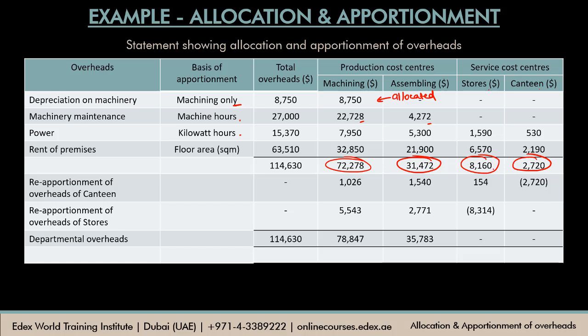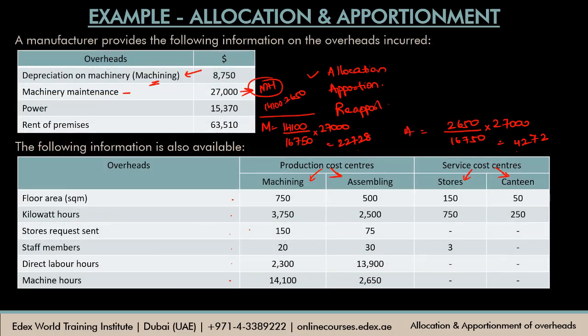Question arises, which service cost center should I transfer first? Should I transfer the cost of stores first, or should I transfer the cost of canteen first? Let's go to the information given. The stores request sent is only there for machining and assembly. It means the stores department is giving services only to the two production cost centers. Whereas staff members are there for all three departments: machining, assembly and stores. It means the canteen services are being taken by machining, assembly and stores department, because whichever department has staff members, they will be consuming the services of canteen.